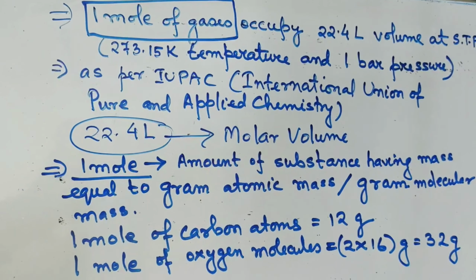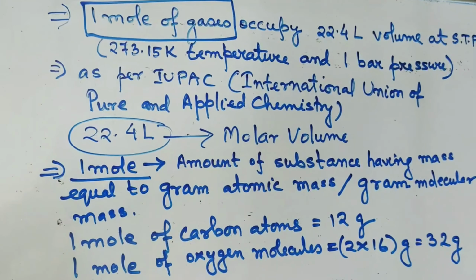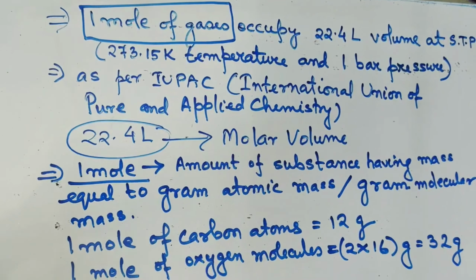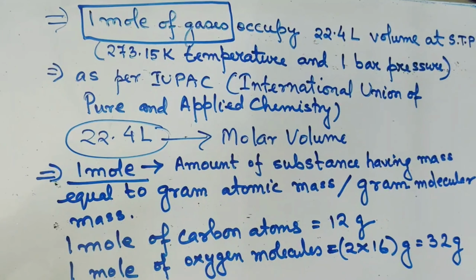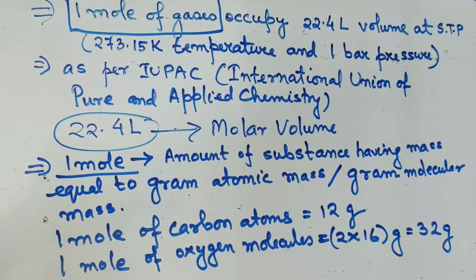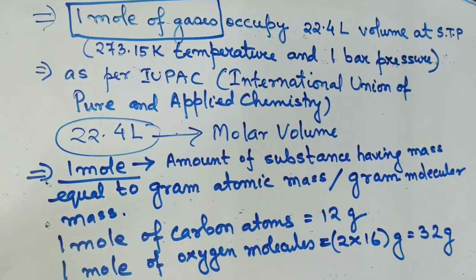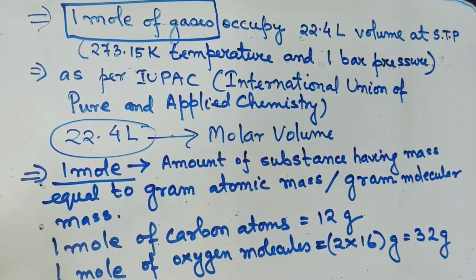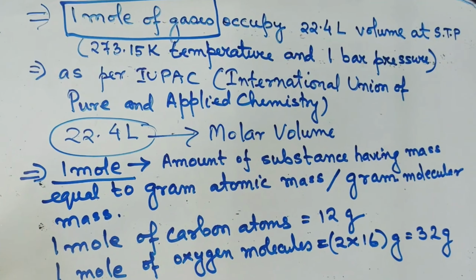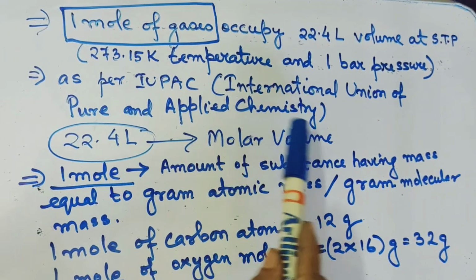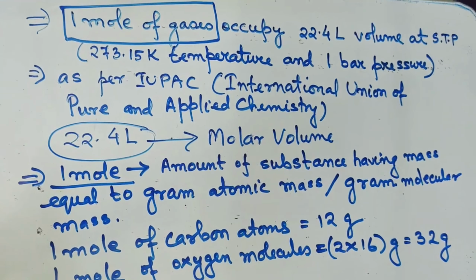1 mole of a gas, मतलब वो गैस, at STP can occupy 22.4 लीटर वॉल्यूम. STP क्या होता है? स्टैंडर्ड टेम्परेचर एंड प्रेशर कंडीशन. तो उसमें टेम्परेचर कंडीशन कितना है? 273.15 केल्विन और प्रेशर 1 बार, as per इंटरनेशनल यूनियन ऑफ प्योर एंड अप्लाइड केमिस्ट्री, IUPAC.